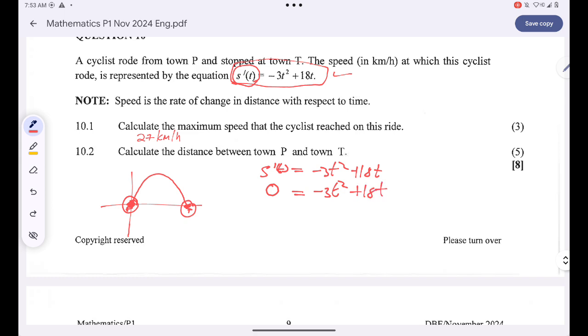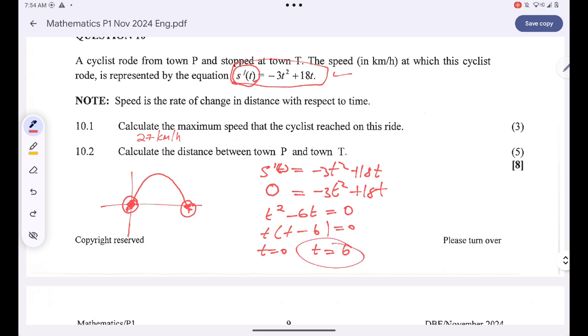Okay, I can divide both sides, each and every term by negative 3. I'll end up having positive t squared minus 6t is equal to 0. Take out a common factor, and then t is equal to 0. T is equal to 6. So it took 6 hours for the person to cycle from town P to town T. It took them 6 hours.